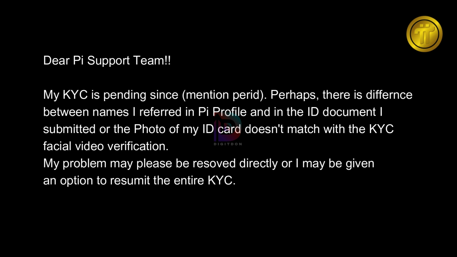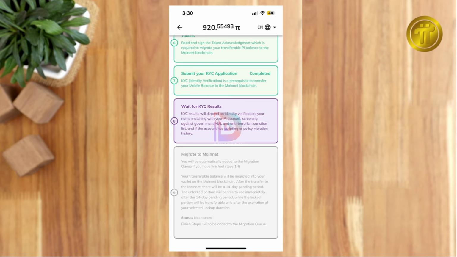Number 7, a short message for the Pi support team describing your issue. You must mention your mistake in earlier KYC, like submission of wrong type of ID, mismatched name, or blurry, mismatched pictures. Number 8, screenshots of your KYC problem. Take clear screenshots of your mainnet checklist, reflecting Pi KYC pending problem, and save them in a specific and dedicated folder, where you can easily and quickly access them when needed.